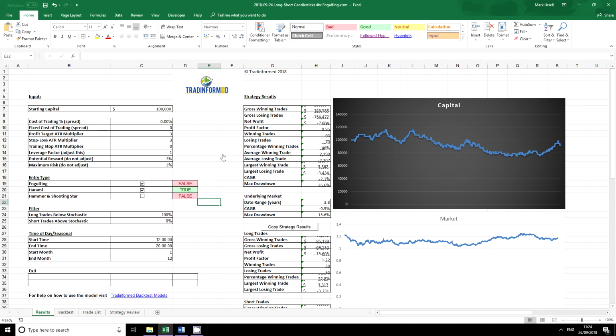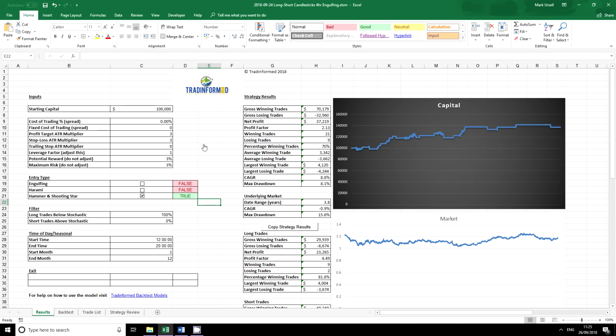If I look at the harami, we can see that this is profitable over the time period, not a huge profit, but it is profitable. Annual growth rate of 3.5% of our capital. And finally, the hammer and shooting star, we can see that this is profitable. It has got a good profit factor, we have a good compound annual growth rate, and a pretty reasonable and fairly low maximum drawdown.